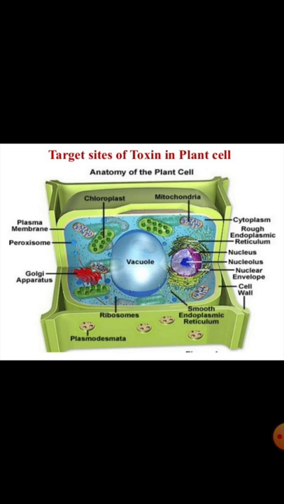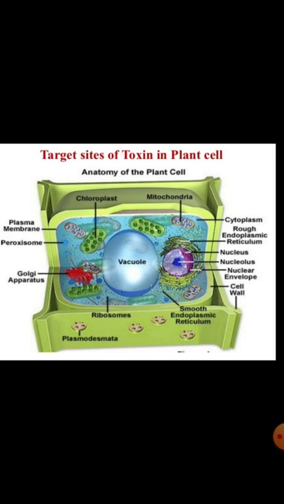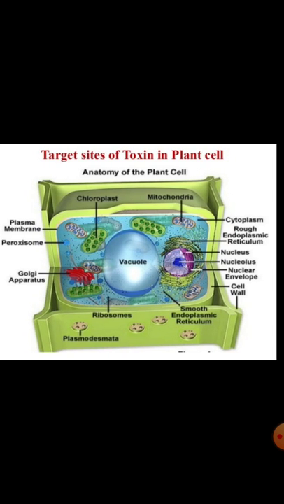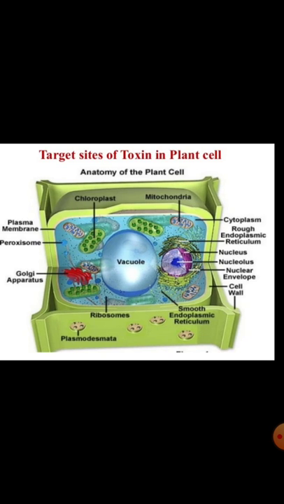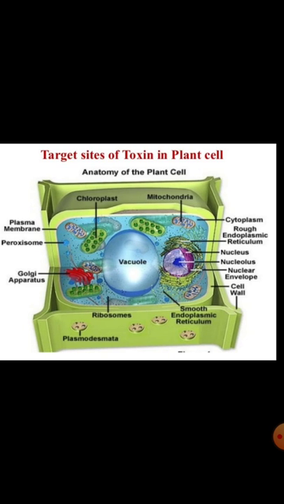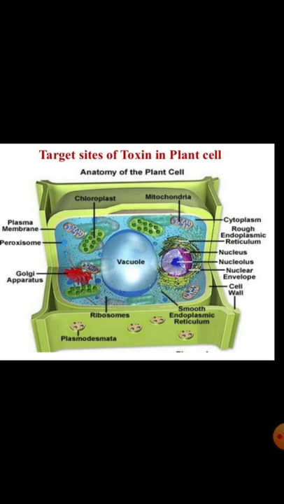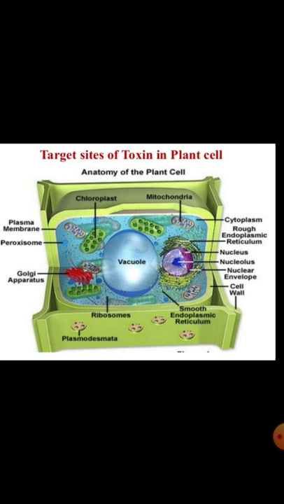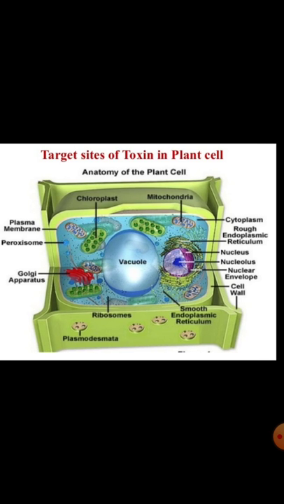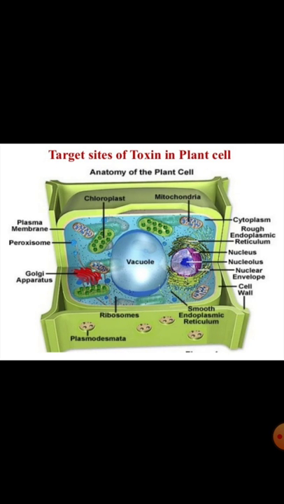Beyond the nuclear membrane, in the cytoplasm there is the endoplasmic reticulum, which is of two types, rough and smooth. Rough consists of ribosomes, which are the main site for protein synthesis, and smooth is for the synthesis of lipids. Then next, mitochondria, the powerhouse of the cell. Then chloroplast, which comes under the organelle plastid, as it contains a pigment that is chlorophyll. That's why we call this organelle a chloroplast.